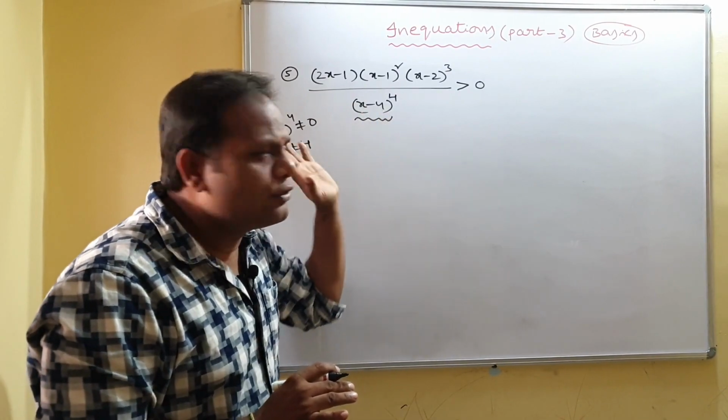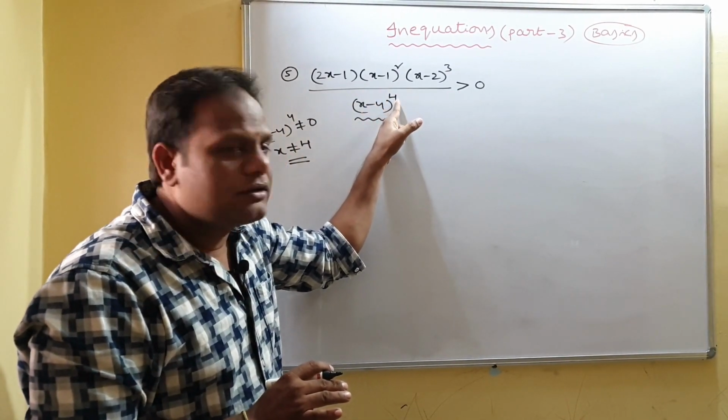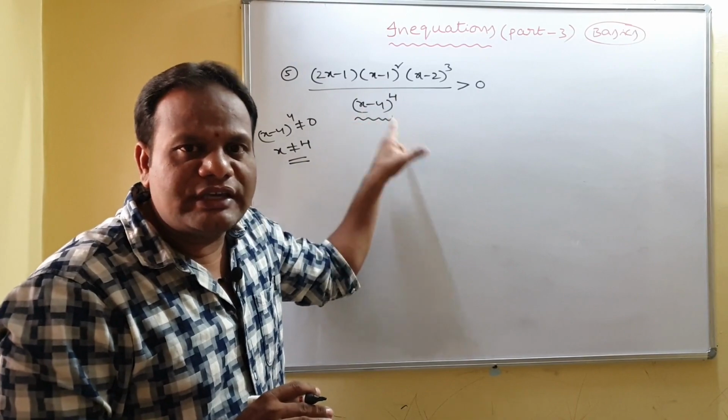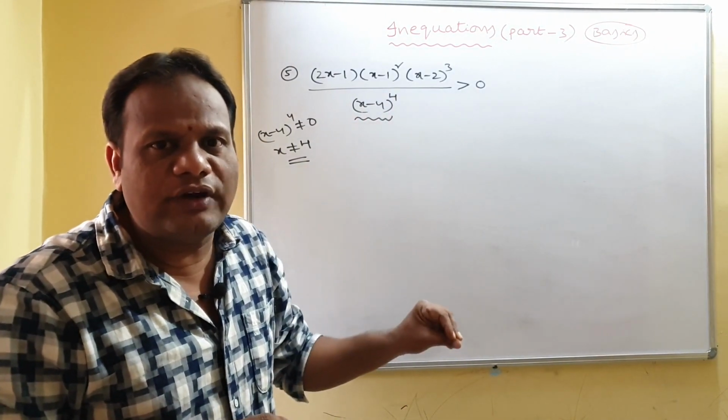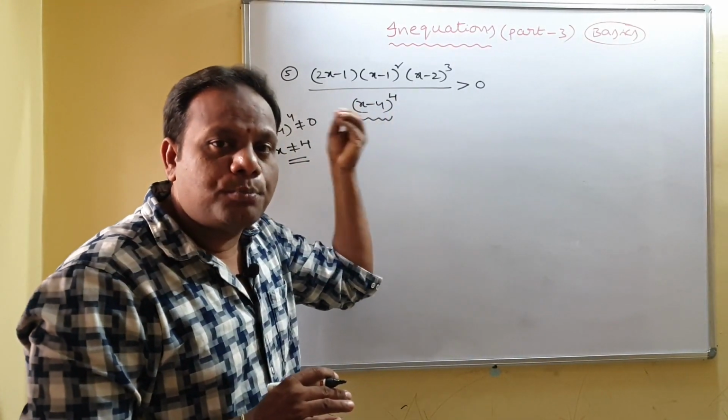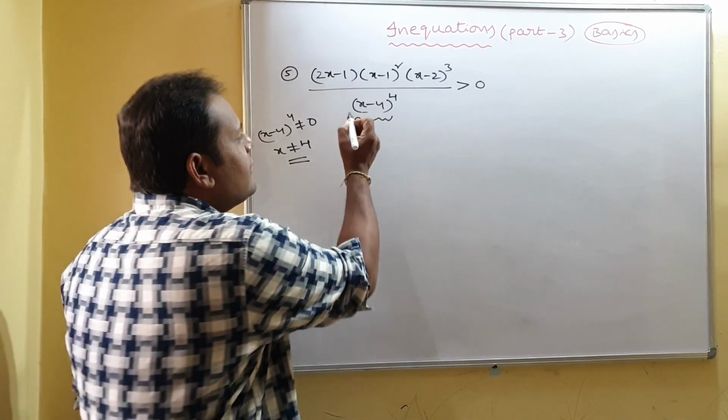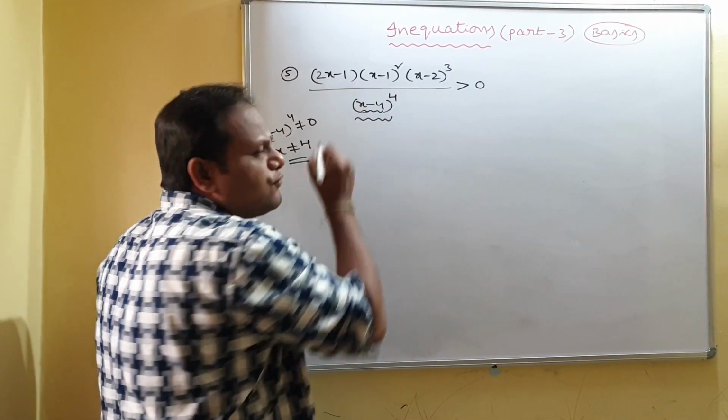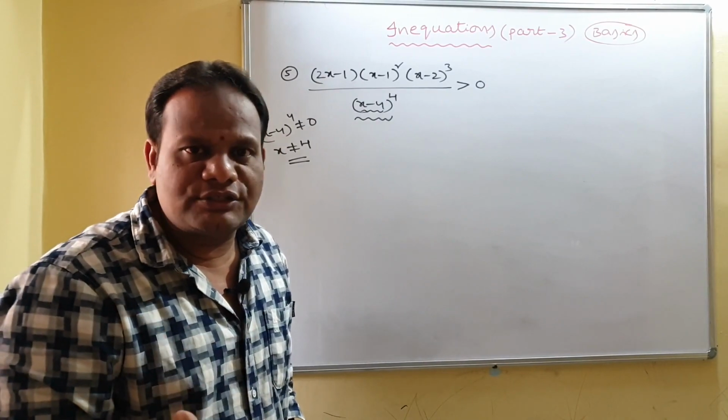X is not 4. Observe the power, even power. So is it positive value or negative value? Yes, it is positive value. Why? Because even if you get negative, the power is 4, so that becomes positive.